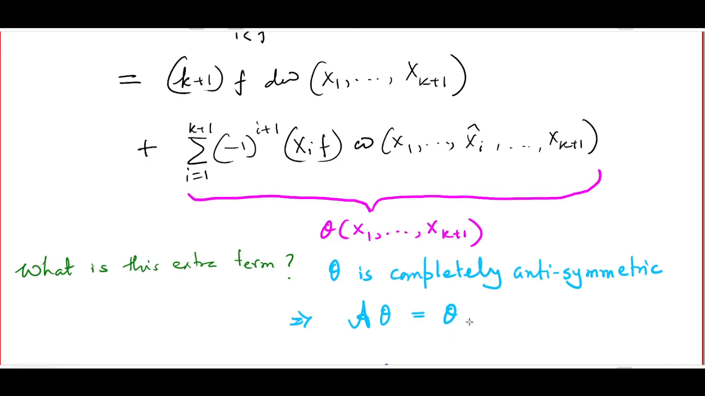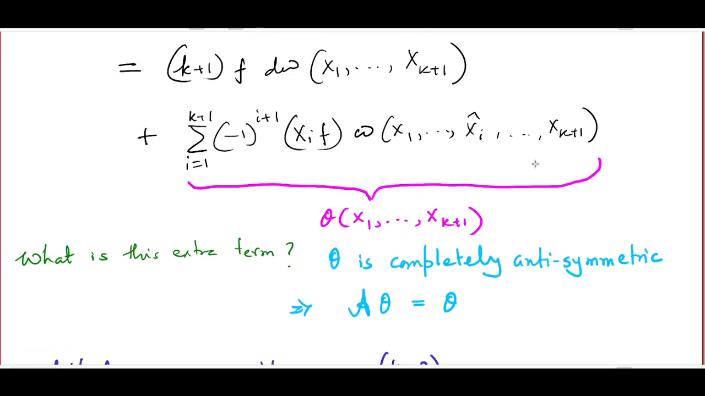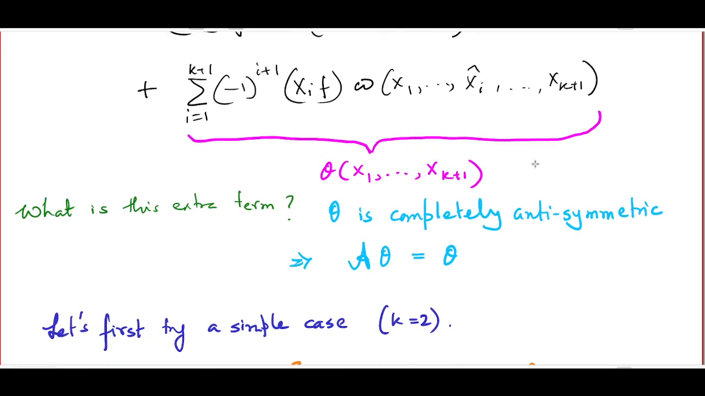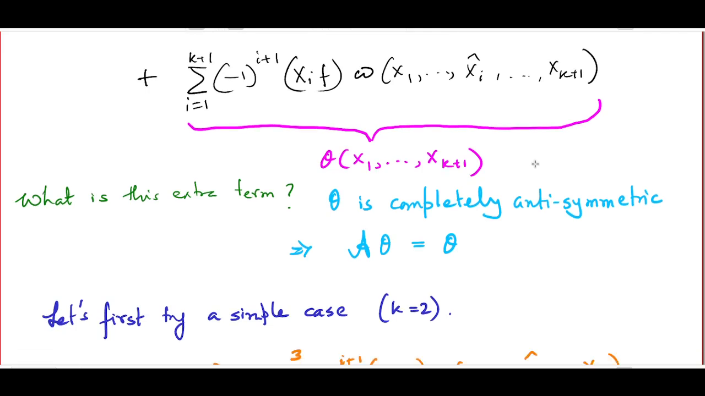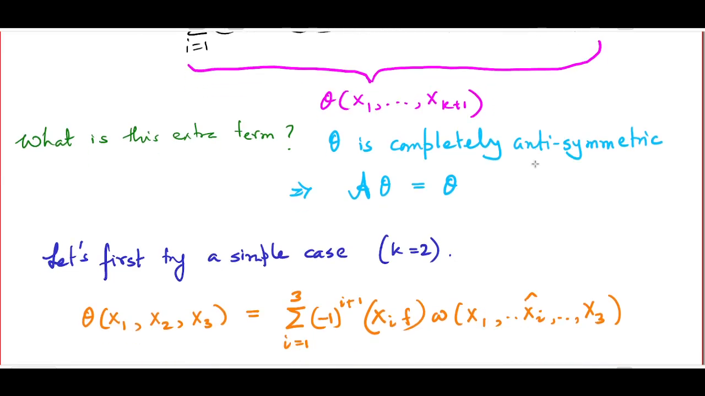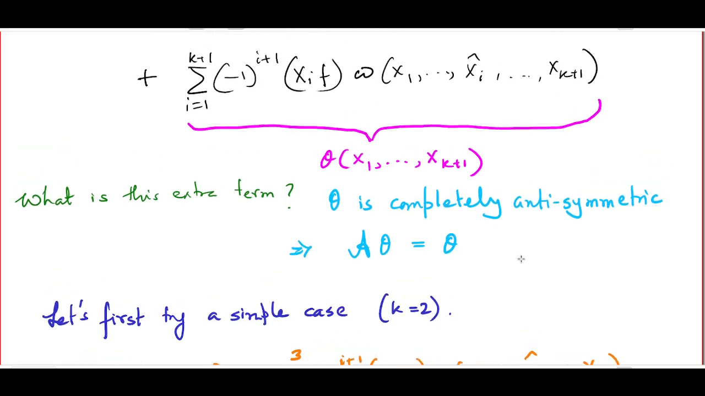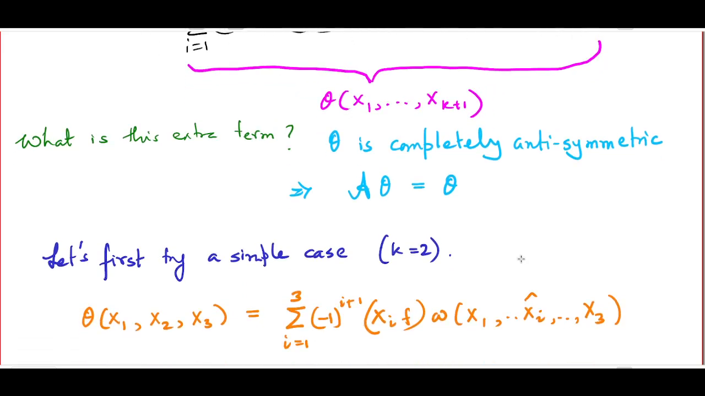But before we try identifying exactly what this term means in general, let us take a look at a simpler case. The simpler case that we are going to look at is a case where omega is a 2 form. So k is 2 and d omega, of course, is a 3 form. So our theta will also take 3 arguments, x1, x2, x3, and this is just a definition of our theta, just this sum up here. The only difference here is that we are choosing k to be 2, so the sum goes from 1 to 3. So this is an easy enough sum to write down.